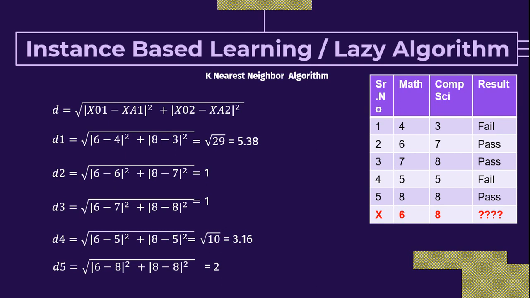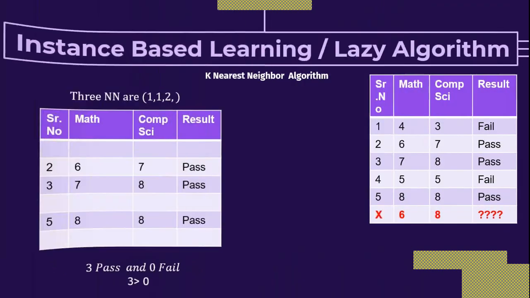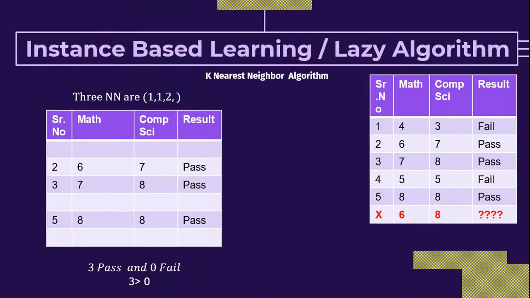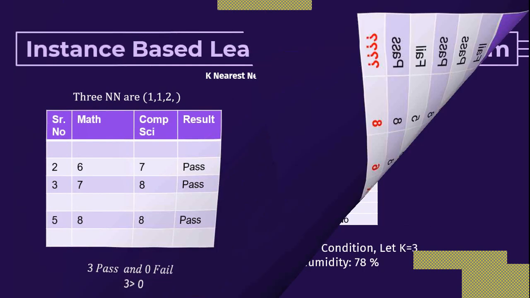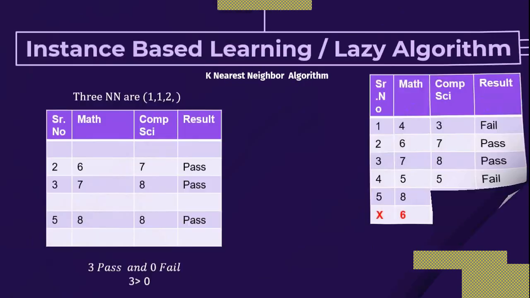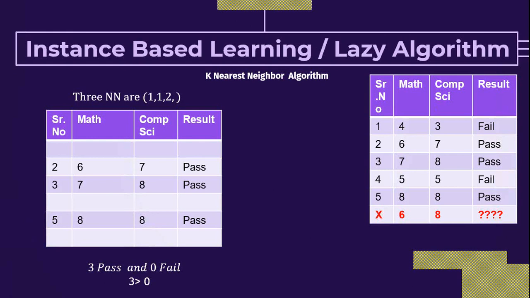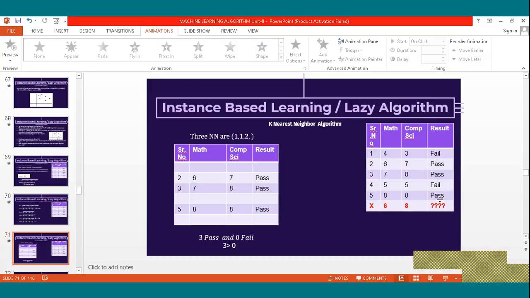Now check the result of D2, D3 and D5. The results of D2, D3 and D5 are pass. On the basis of that, the confidence of these 3 values is greater. That's why we are selecting this student as a pass student. So you can say that this student is a pass.